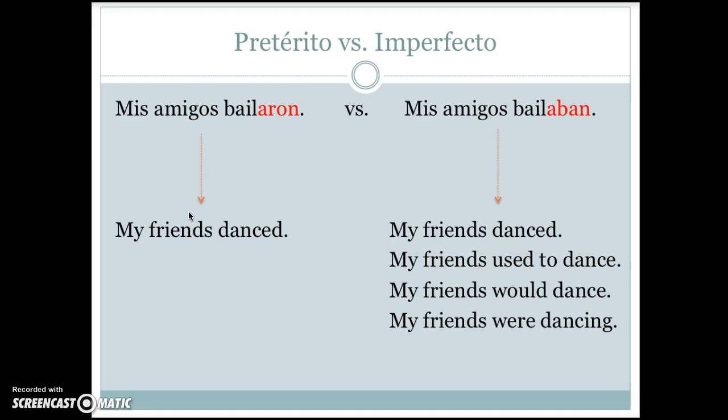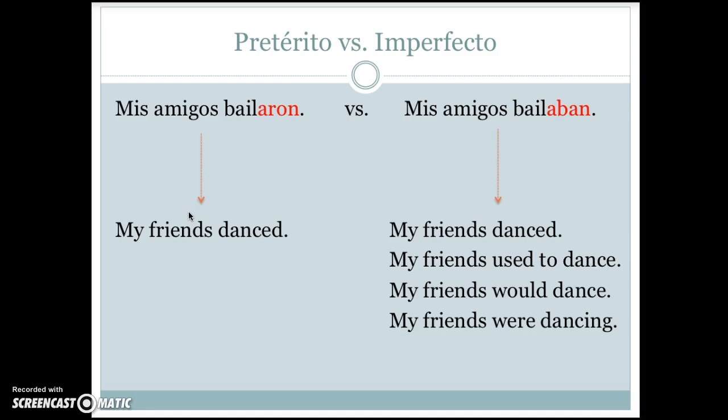Well, the basic difference is that the preterite is used to express something that occurred over a clear set period of time, versus the imperfect is something that was either ongoing or occurred over a period of time that's not clear. So as we see on this slide, we can compare the two sentences, mis amigos bailaron and mis amigos bailaban, preterite versus imperfect. The way this would be translated to English, mis amigos bailaron would be my friends danced. Using the preterite implies that that occurred one time in the past.